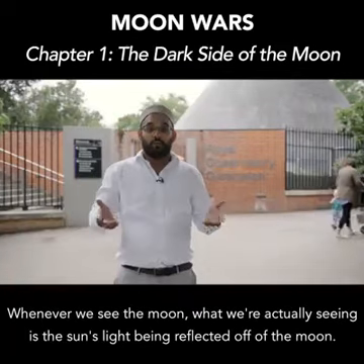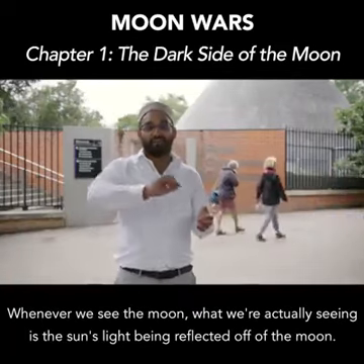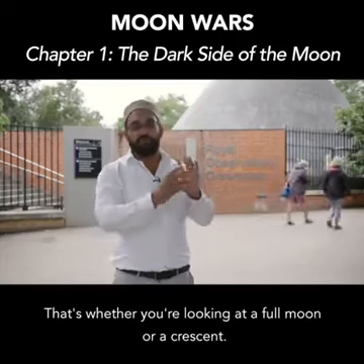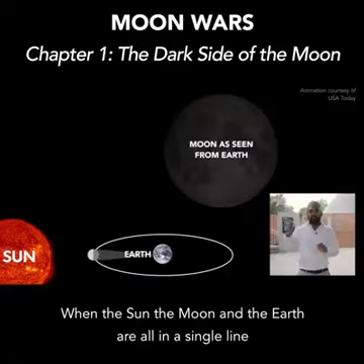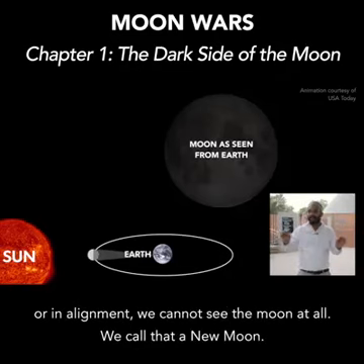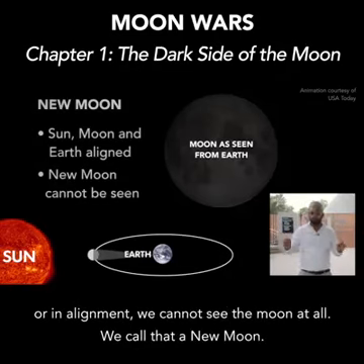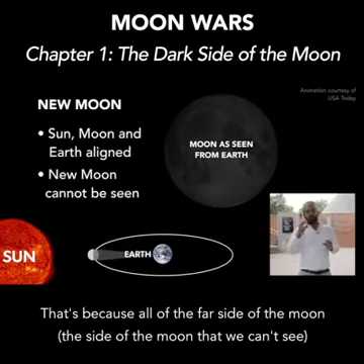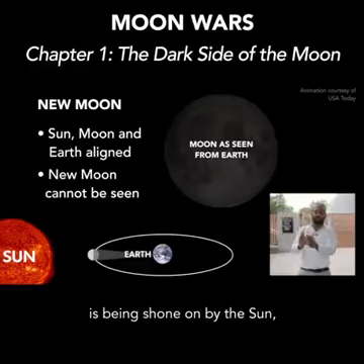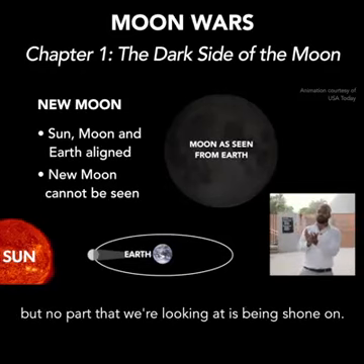Whenever we see the moon, what we're actually seeing is the sun's light being reflected off of the moon. That's whether you're looking at a full moon or a crescent. When the sun, the moon and the earth are all in a single line or in alignment, we cannot see the moon at all, and we call that a new moon. That's because all of the far side of the moon, that's the side of the moon that we can't see, is being shone on by the sun, but no part that we're looking at is being shone on.